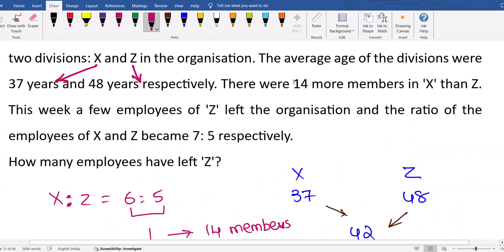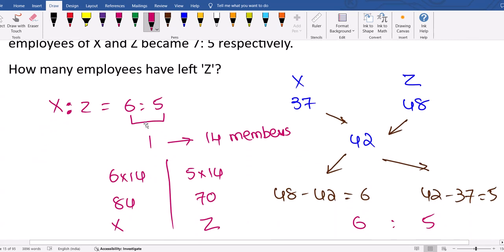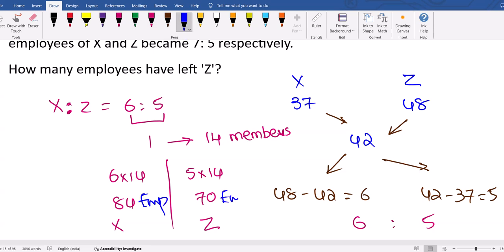Sir, why 14? You observe here, there are 14 more members in X than Z. X and Z are in 6:5 ratio. You can take X is 6K, Z is 5K. Difference is K equal to 14. Instead of writing all those, I wrote it directly. Then 6 into 14, 5 into 14 is X and Z. So employees in X company is 84, and employees in Z company is 70.